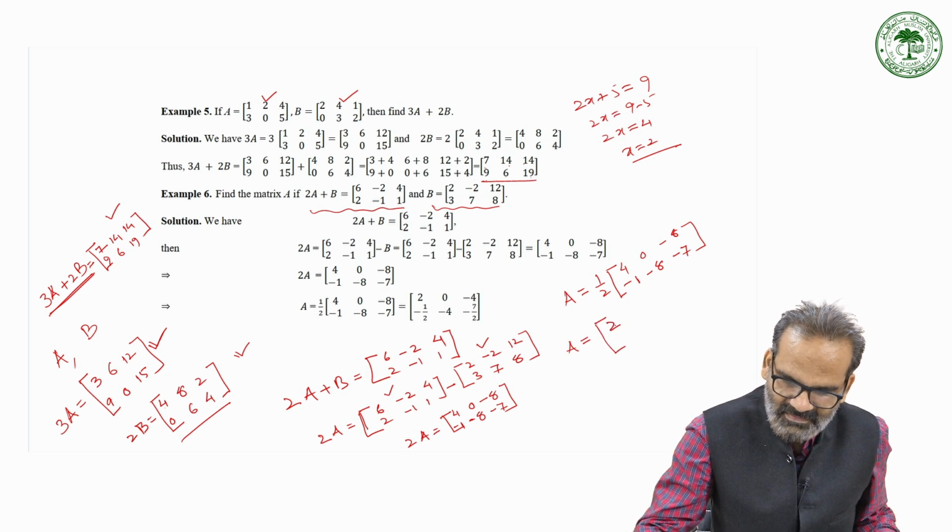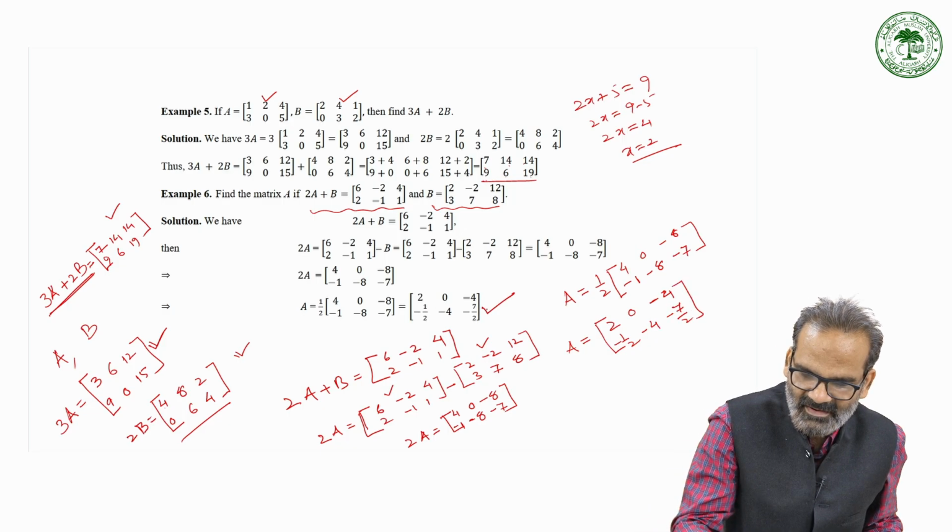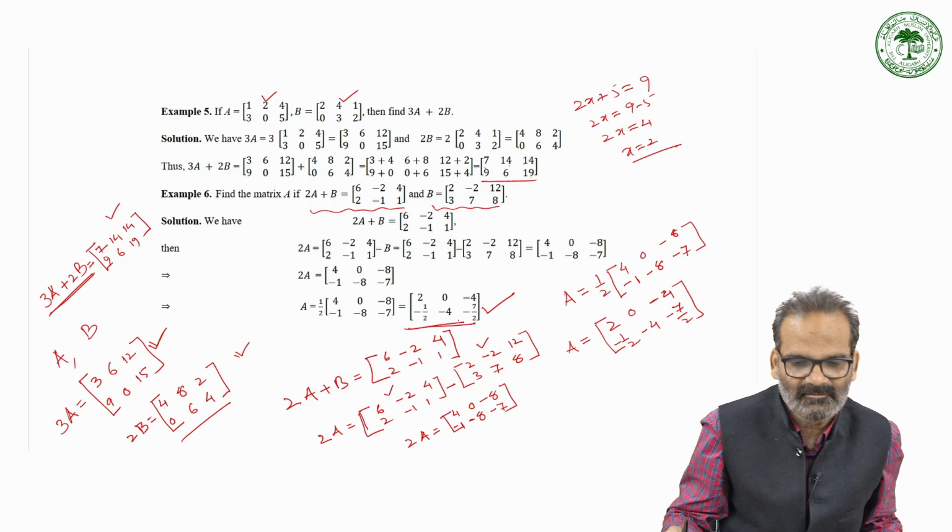4 upon 2 is 2. This is 0. This is minus 4. This is minus 1 upon 2. This is 2, for the 8 minus 4. This is minus 7 by 2, right? So we obtain the matrix here as the same one, right?